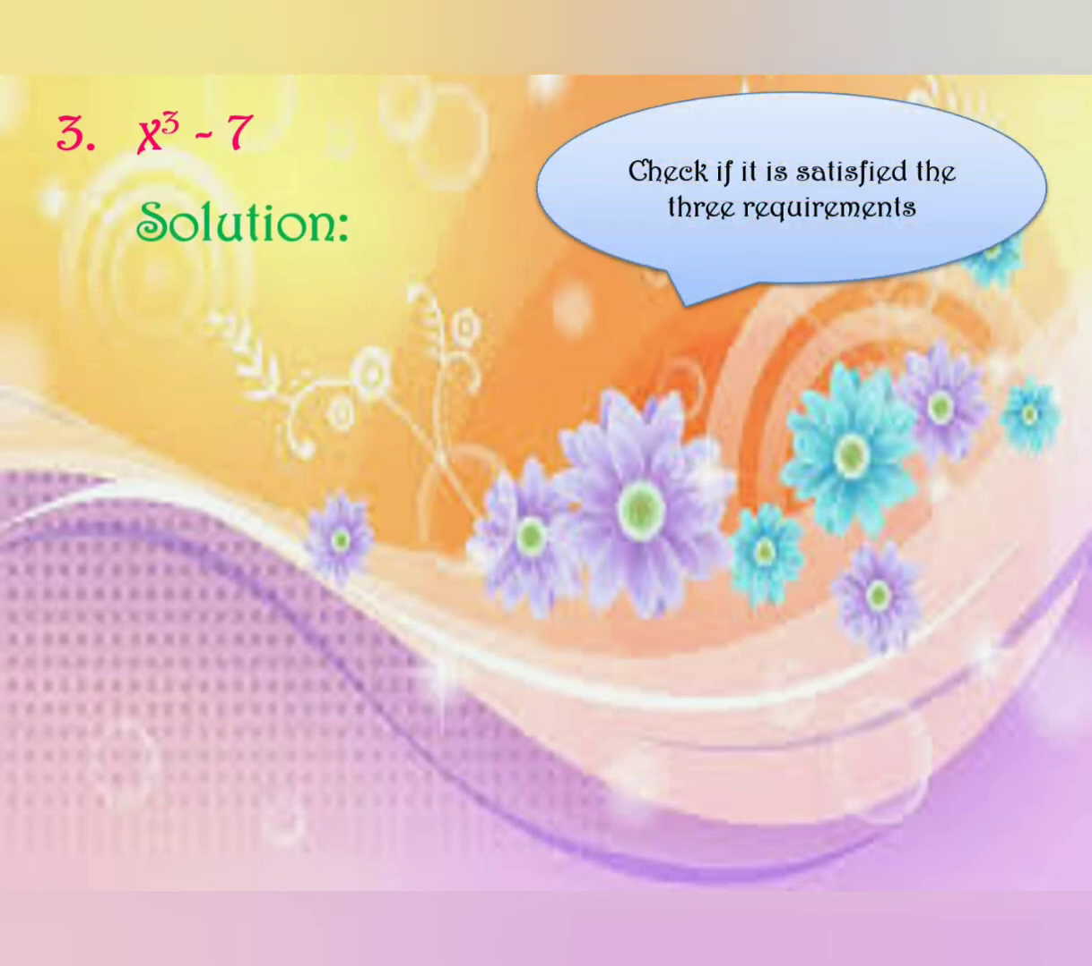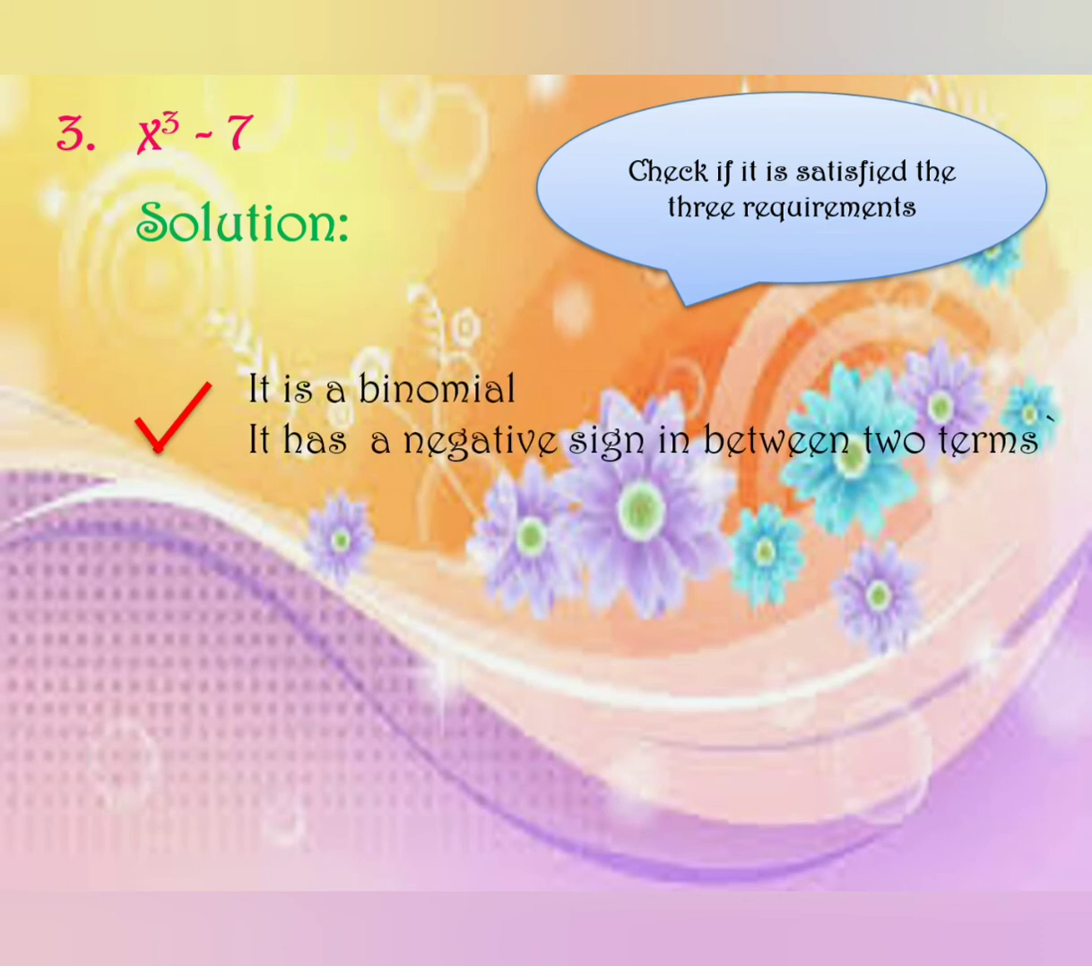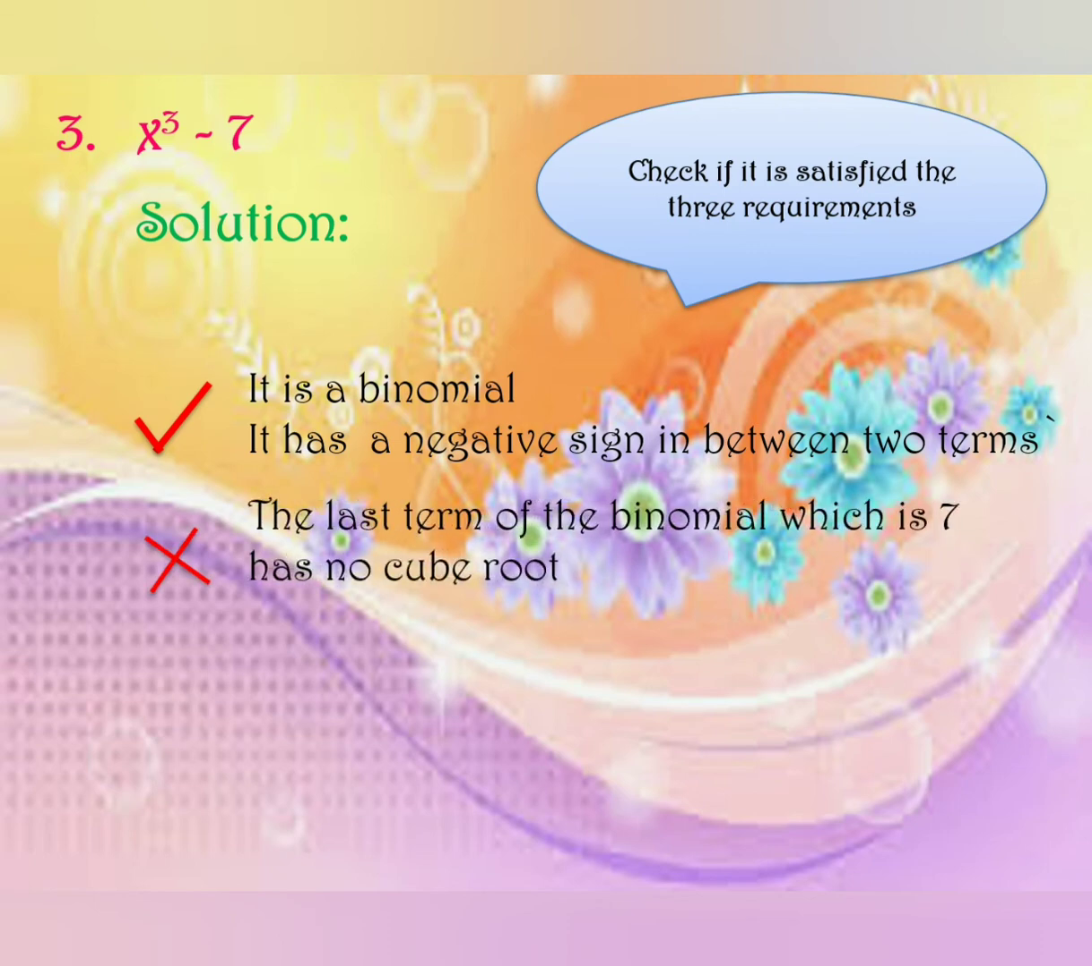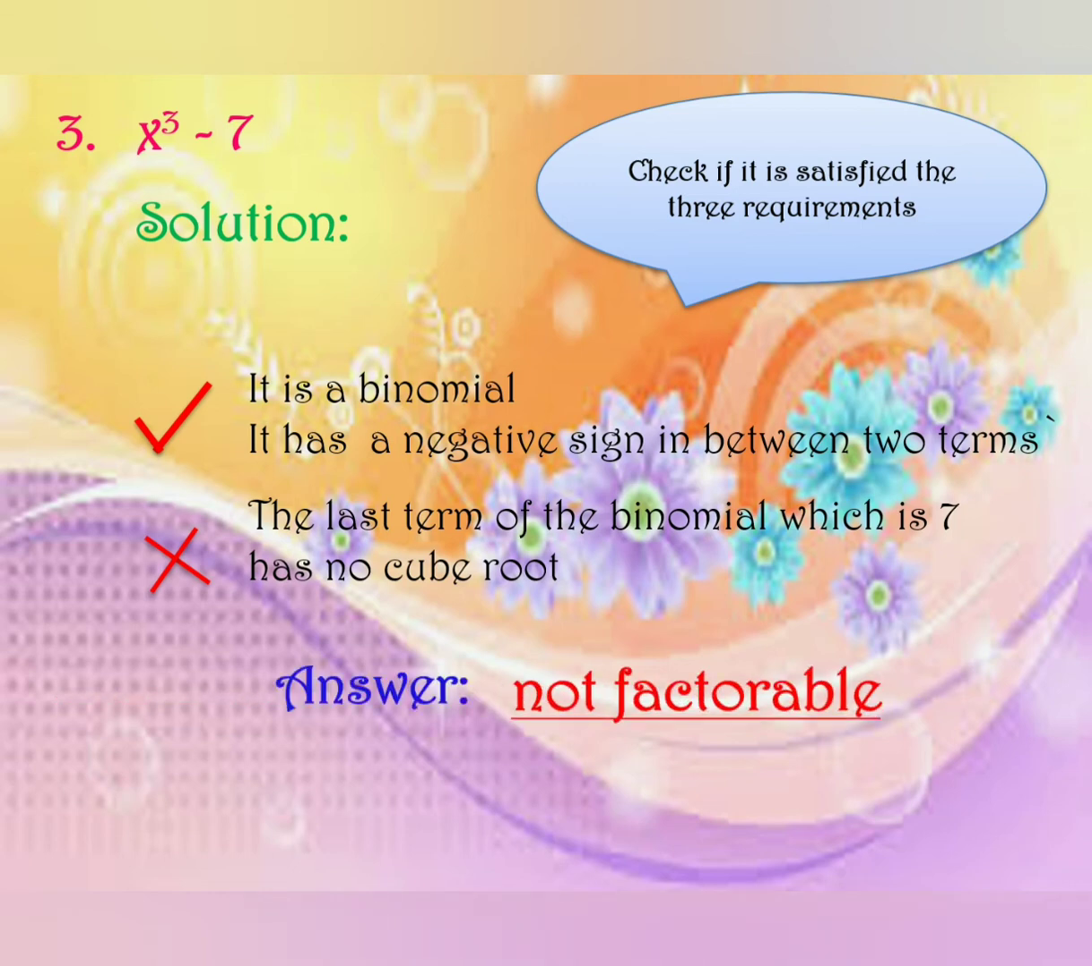Number 3, x cubed minus 7. Solution. So check if it satisfies the three requirements. It is a binomial. It has a negative sign in between two terms. But the last term of the binomial, which is 7, has no cube root. So x cubed minus 7 is not factorable. So our answer is not factorable since the last term of the binomial, which is 7, has no cube root.